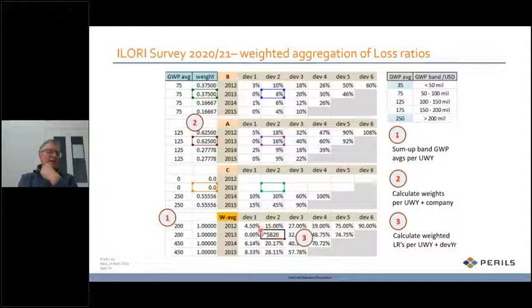So these formulas are actually quite simple. You can try to do something like that in your spreadsheet, but it's actually not necessary. It is rather the question, why do we use the weighted aggregation of loss ratios? This would be on the next slide.